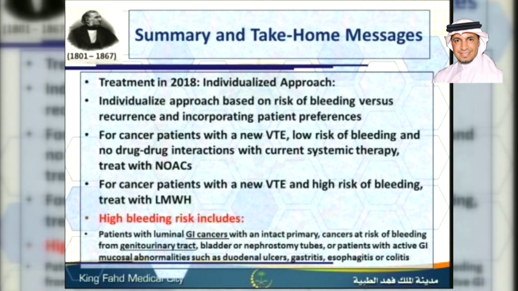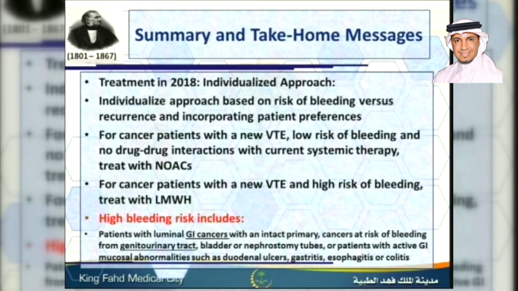For cancer patients with a new VTE, low risk of bleeding and no drug-drug interaction with current systemic therapy, treat with NOACs. Be careful about this, okay? So you select your patient, because we have evidence-based. Before, we didn't have evidence. Subgroup analysis is not direct evidence. So now we have direct evidence. And for cancer patients with a new VTE and high risk of bleeding, treat with LMWH.